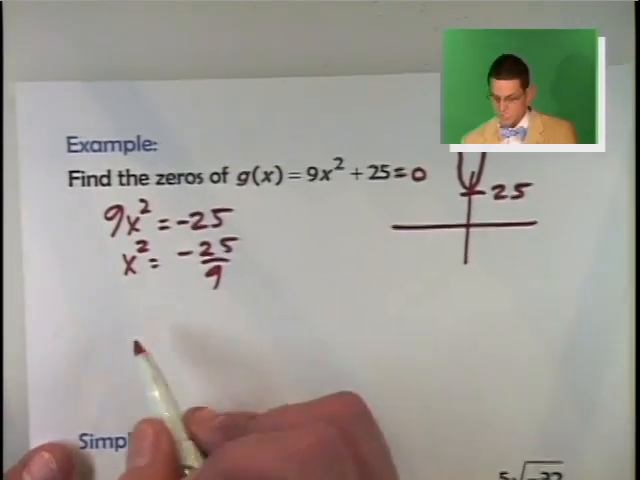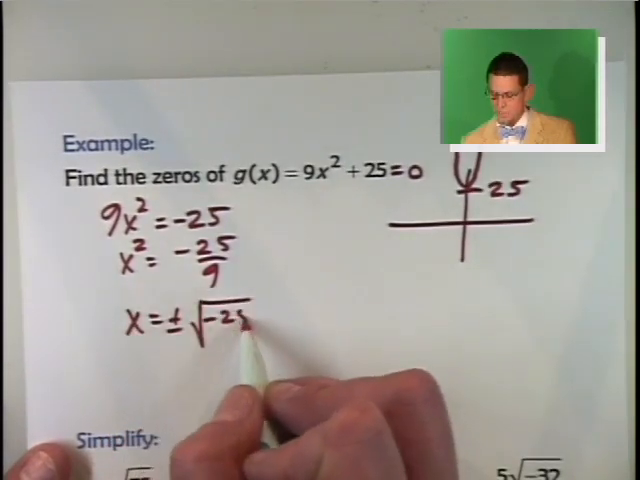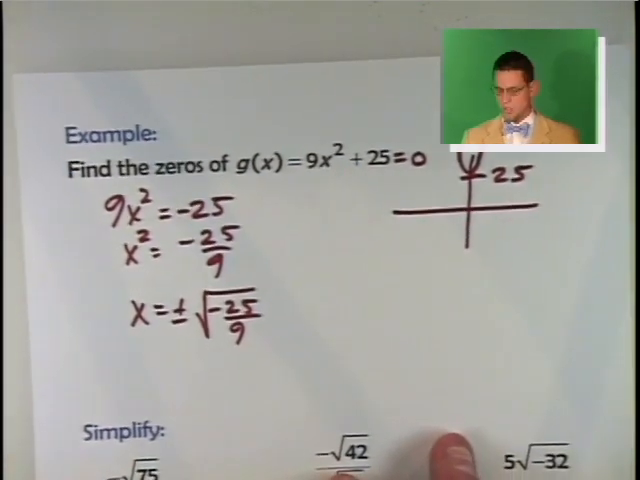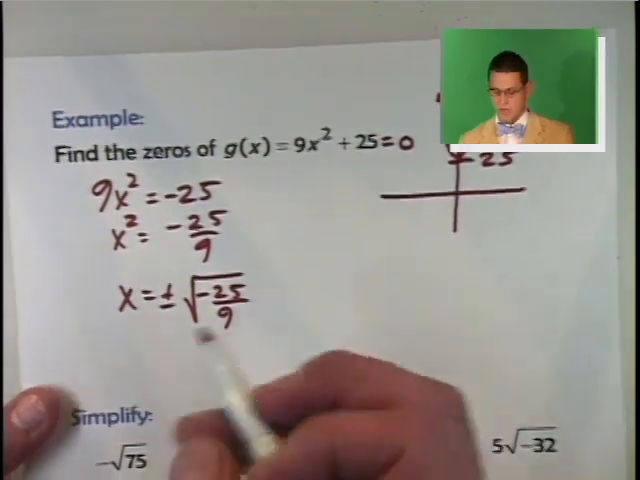When we take the square root of both sides, extracting both the positive and negative square root, we get the square root of negative 25 over 9. Well, where do we go from there? That's a negative number. So what we can do is think of this as negative 1 times 25/9, under the radical.